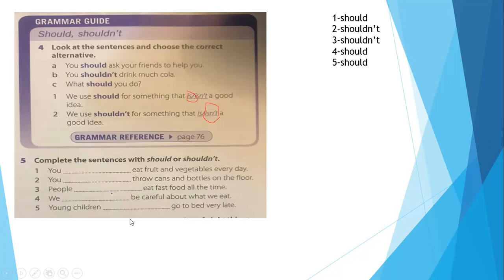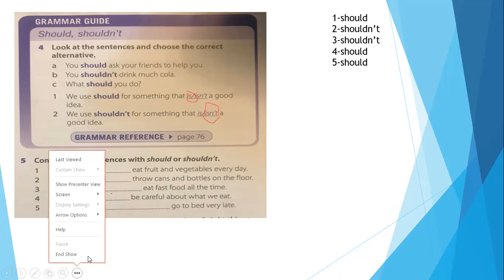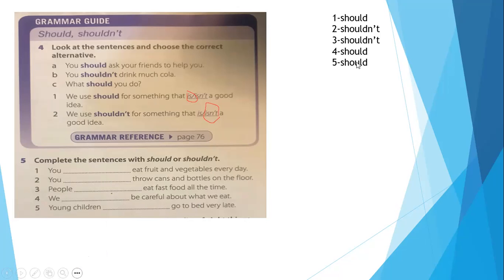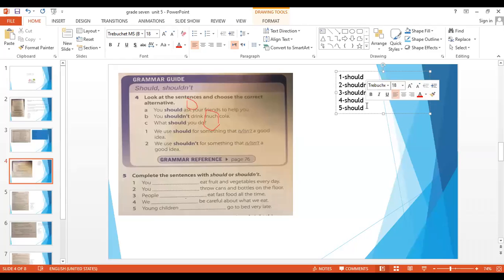Youngest children should go to bed very late. You shouldn't. Sorry, youngest children should go to bed very late. Not shouldn't. You have a mistake. Shouldn't. لازم ما يناموا متأخرين. So here shouldn't. I'm sorry. Yes.